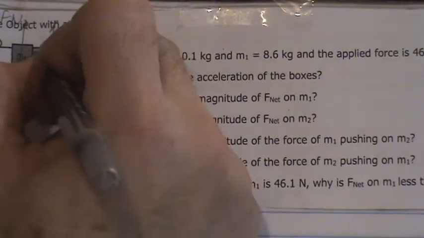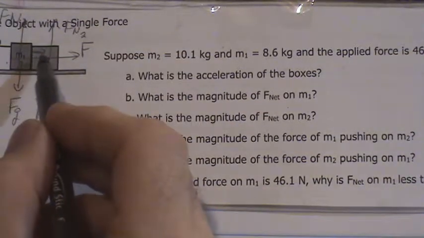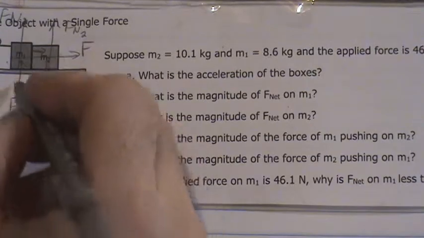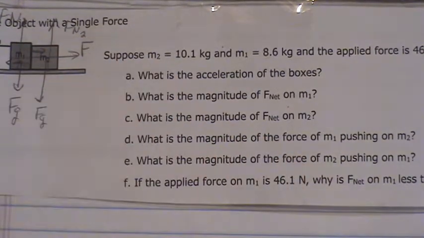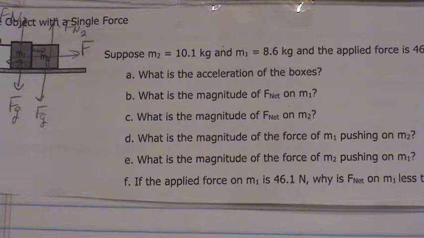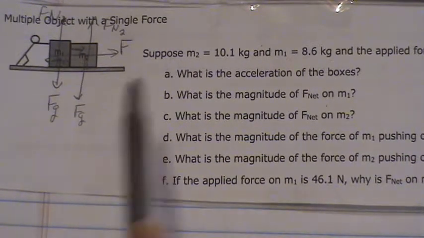All right, M1 is definitely pushing on M2. So this person is pushing on M1, and M1 in turn is pushing on M2. But then M2 also has to push back. So M2 is also pushing back on M1. Now, one of the things with these diagrams, once you get them, is trying to figure out which things are the same and which things are not necessarily the same.